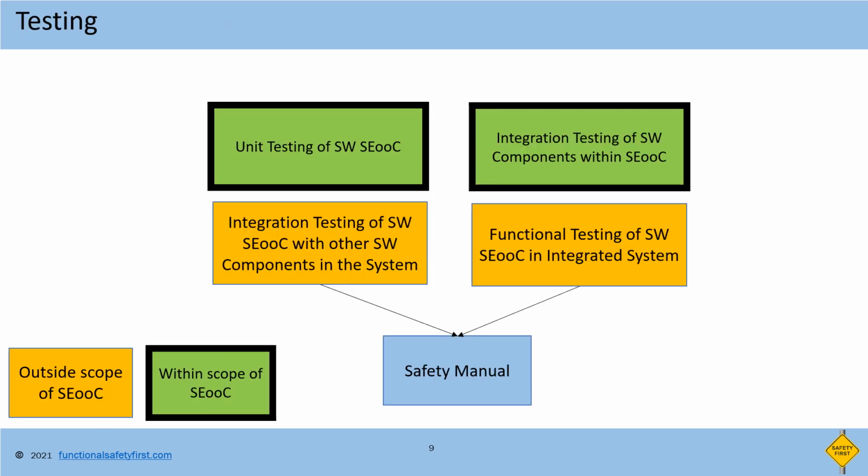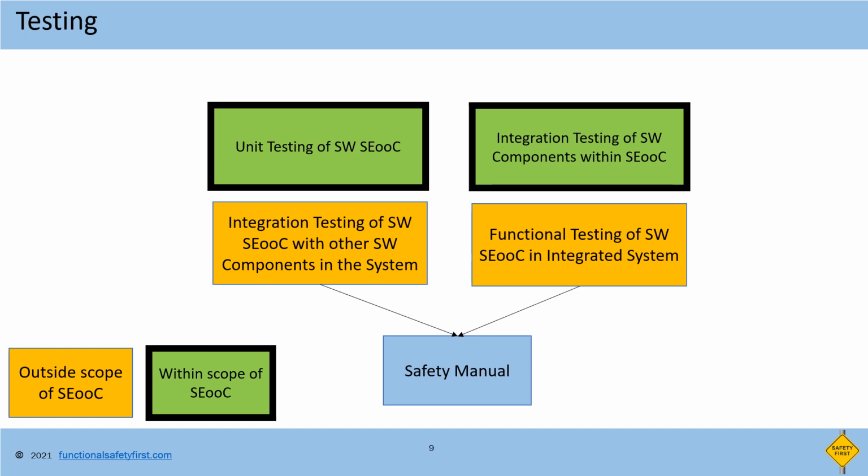Now that we covered the static verification part, let's move to testing. Typically, assuming that the SEooC has one or more software components, unit testing of each of these components is within the SEooC scope. Integration testing between the software components of that SEooC is also within its scope. So for example, if you're supplying memory check and CRC components as an SEooC, and if your memory check is using the CRC, then you have to perform the integration testing between memory check and CRC. However, that's how far it can go.